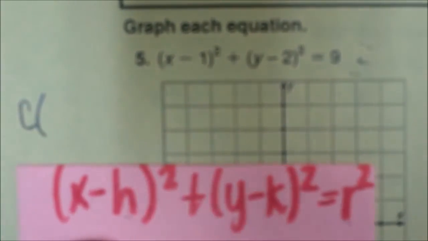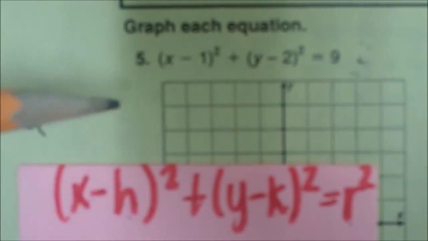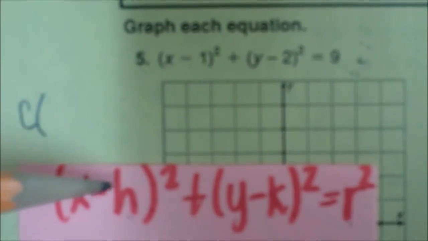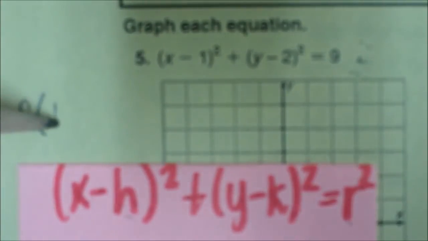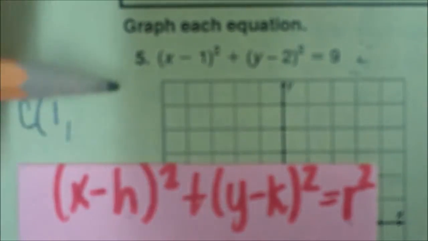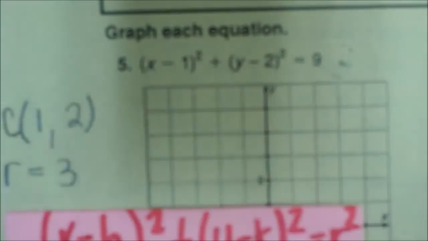So if we look at our little paper, remember that H is our x coordinate. So in this case it says minus 1, and this one says minus k. So our h coordinate is going to be 1, and our k coordinate will be 2. And this will have a radius of 3, because remember, when you put it into the equation, you square it. So in order to find the radius, we have to take the square root of 9. So the radius is going to equal 3.